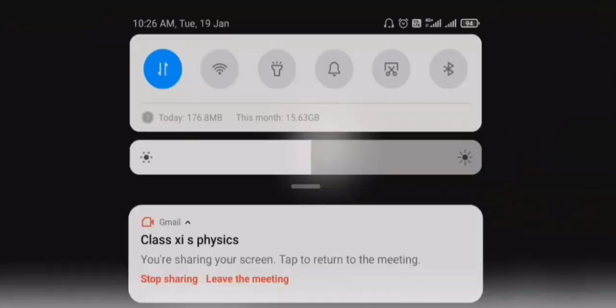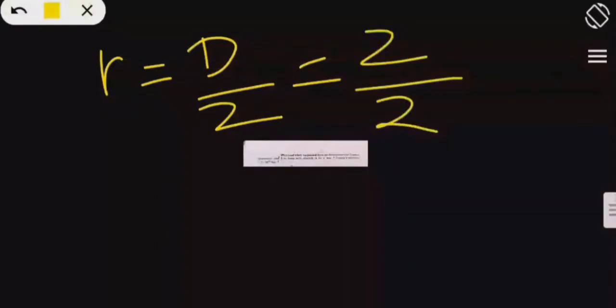So now let us write down the given data, all of you write down. We need to find the area, so the radius is a must requirement. So r is equal to d by 2. d is given here as, sorry, 2 mm. 2 mm divided by 2 gives 1 mm.